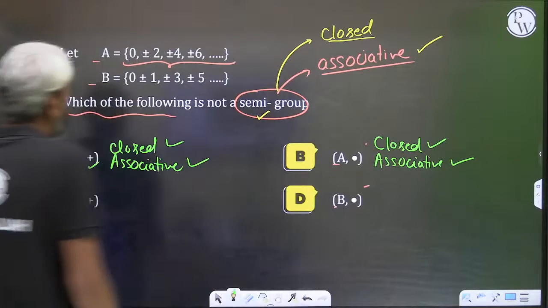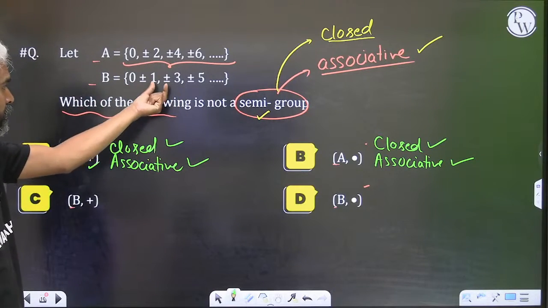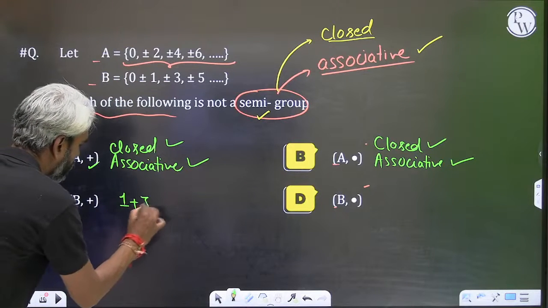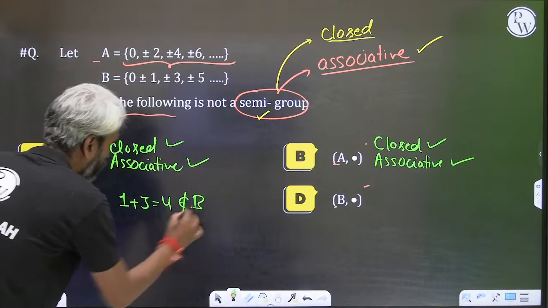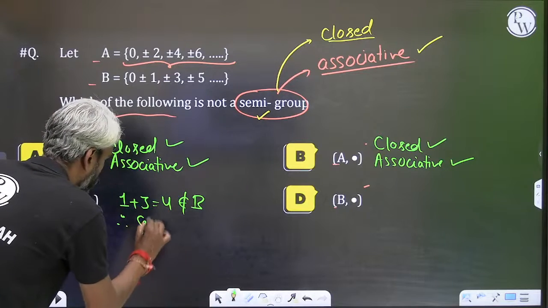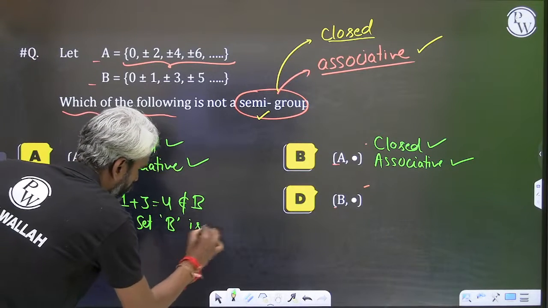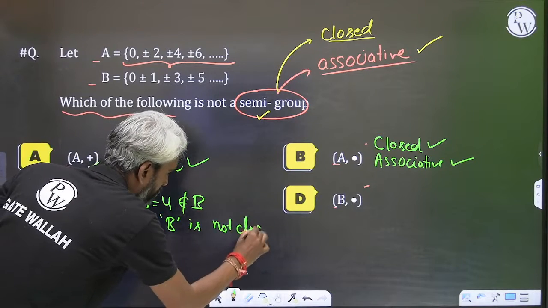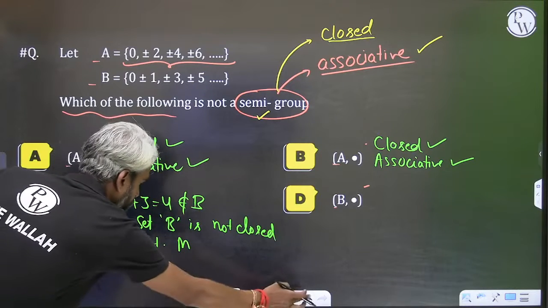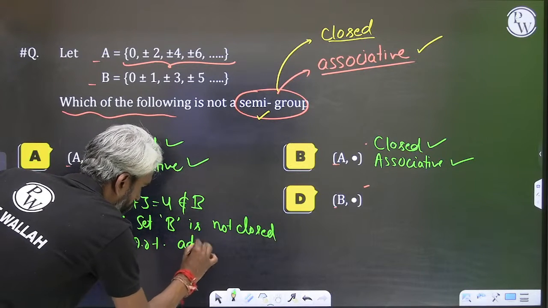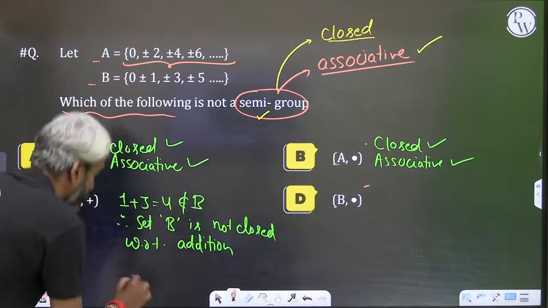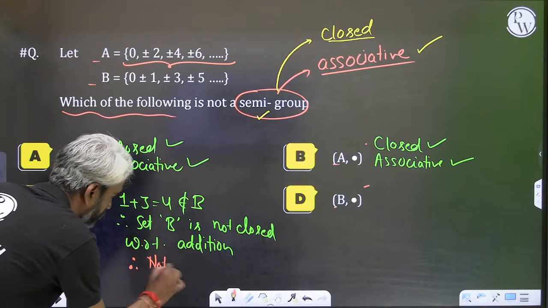Okay, sir. Now, if we take two odd numbers, forget about 0. If you take two odd numbers, please look at this. 1 plus 3 is equal to 4, which does not belong to set B. Therefore, set B is not closed with respect to addition. Now, something which is not closed can never be a semigroup. Therefore, not a semigroup.